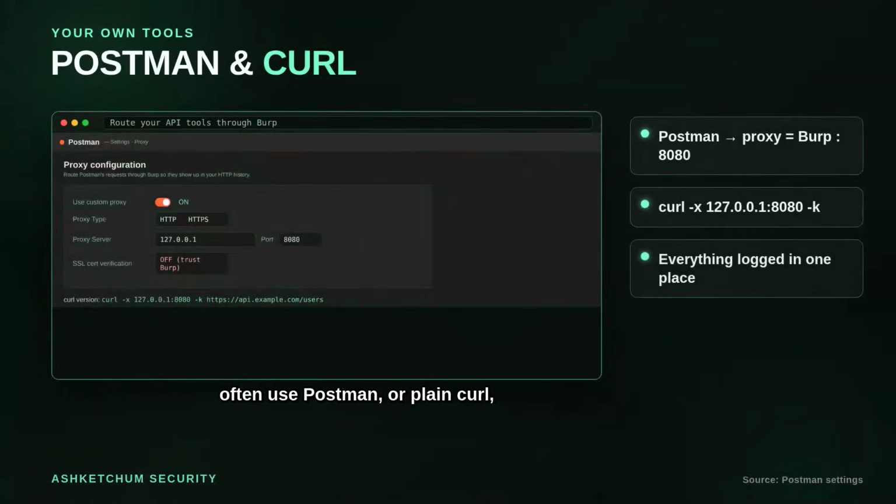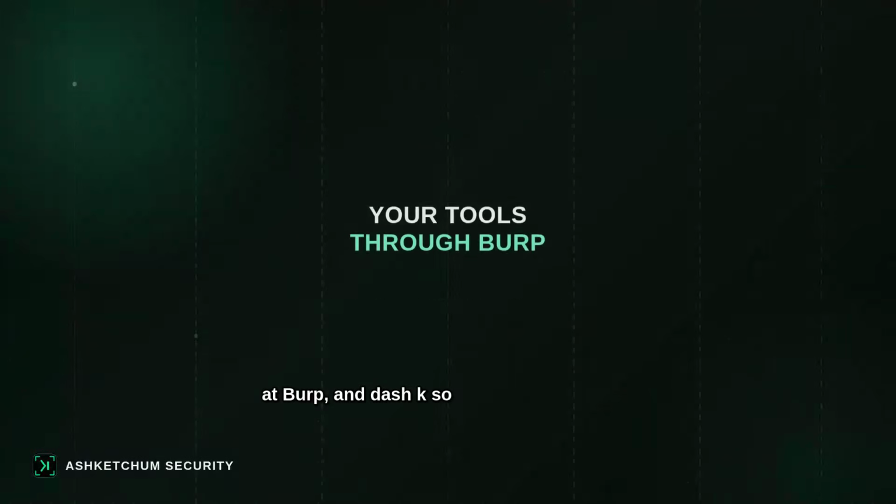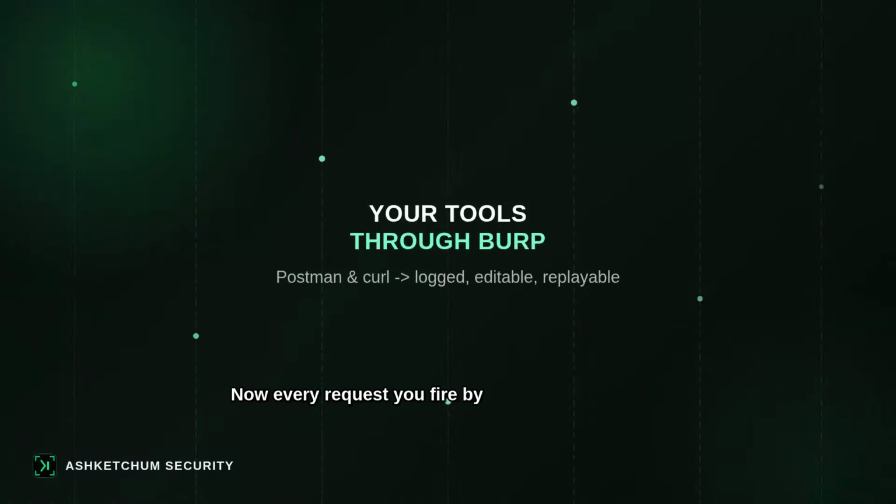Finally, your own tools. When you're testing an API, you'll often use Postman or plain curl, and you can run those through Burp too, which is fantastic for keeping everything in one place. In Postman, open the settings and set the proxy to your Burp address and port. With curl, add -x pointing at Burp and -k so it trusts the certificate. Now every request you fire by hand is logged, editable and replayable in Burp, right alongside the app traffic.